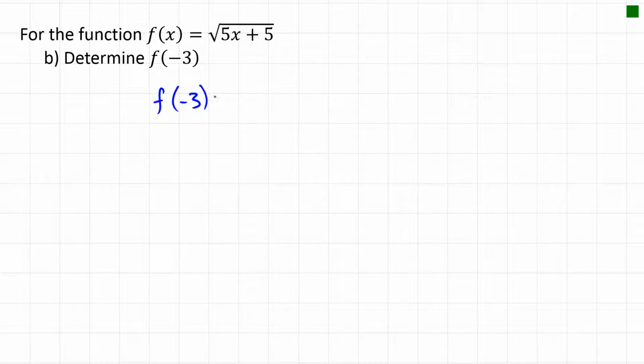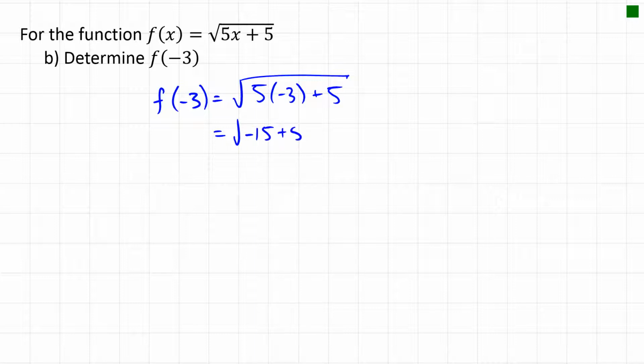If x is equal to -3, we'll stick -3 into the function. So that's 5 times -3 plus 5. And that's equal to the square root of -15 plus 5, which is -10. So the square root of -10, and the square root of a negative number does not exist.